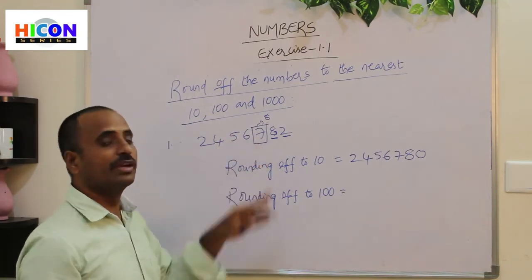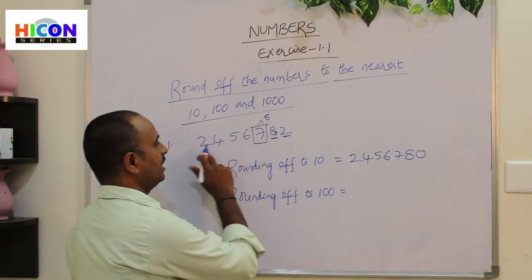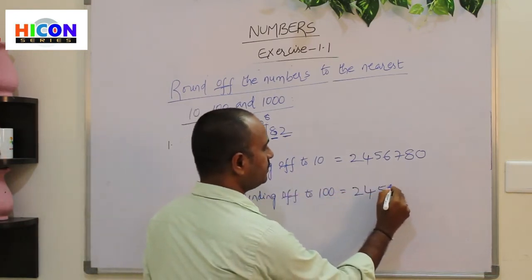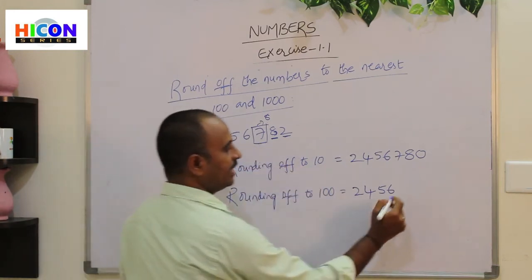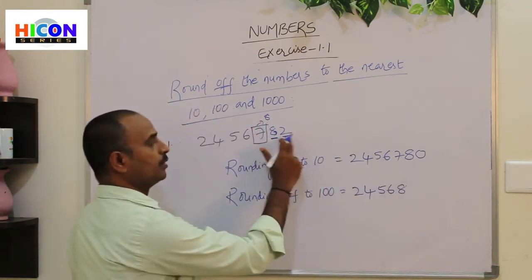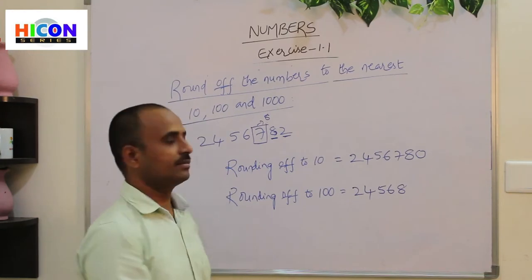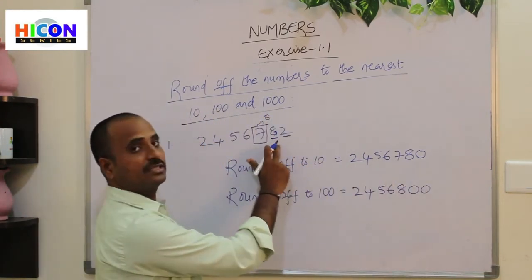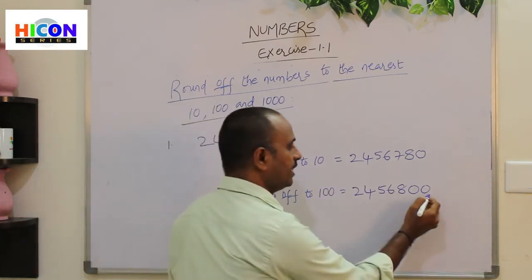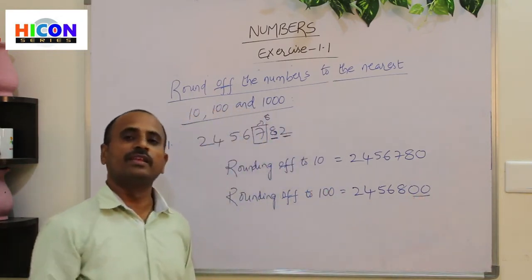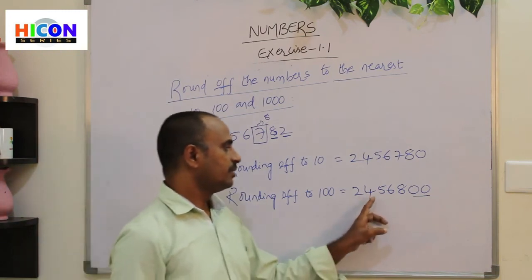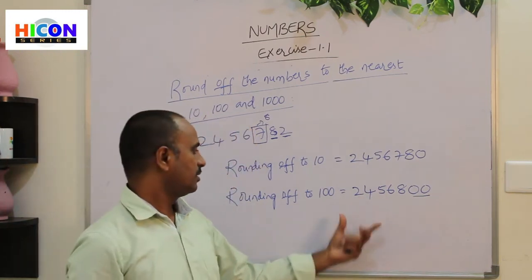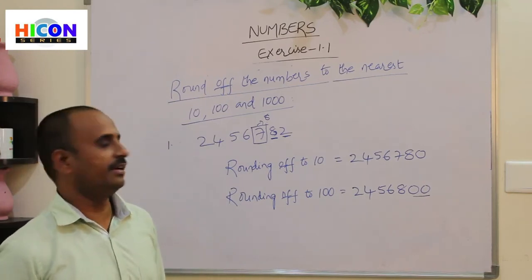So that's why we have to keep 8 in the hundreds place and the remaining digits should not be changed. Keep 8 in the hundreds place and put zeros for the remaining places. So put zeros for the remaining 2 digits. There are 2 digits after the hundreds place, that's why we have to put 2 zeros. So the answer is 24 lakhs 56,800. So this is the process of how to round off to the hundreds.